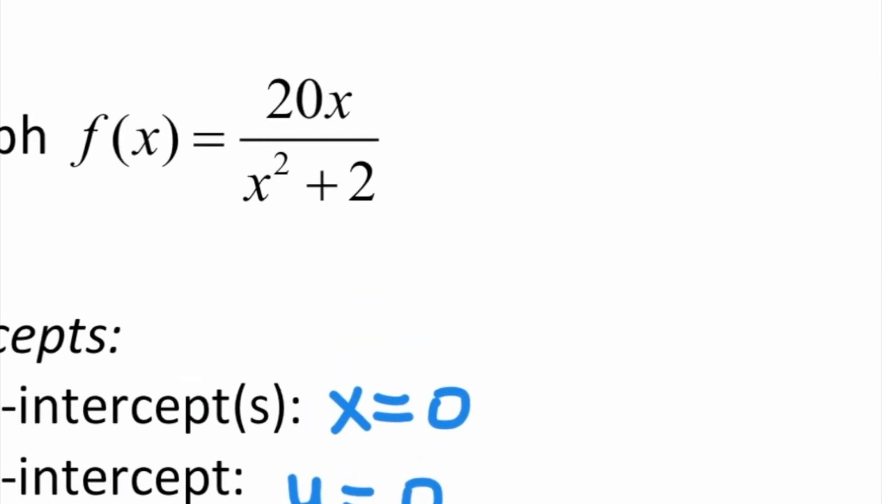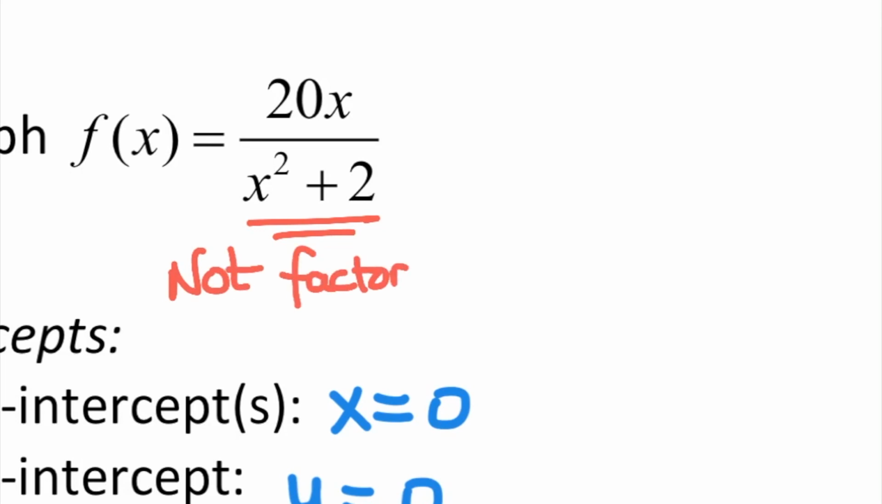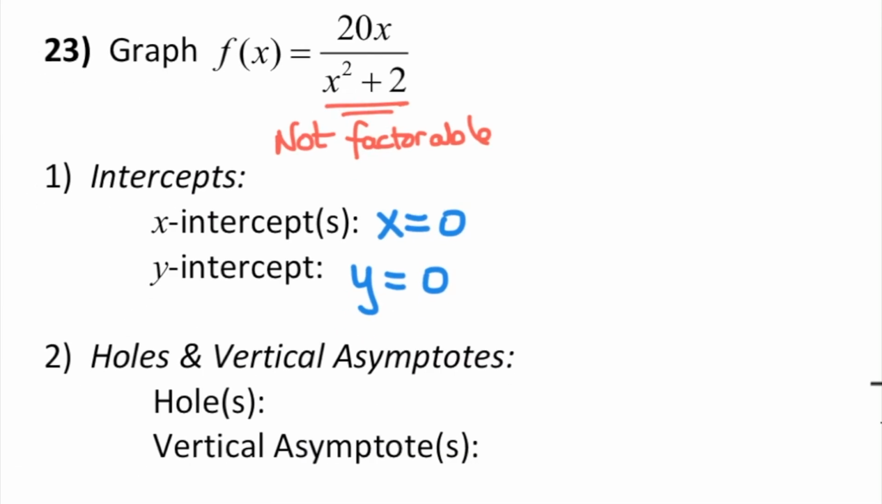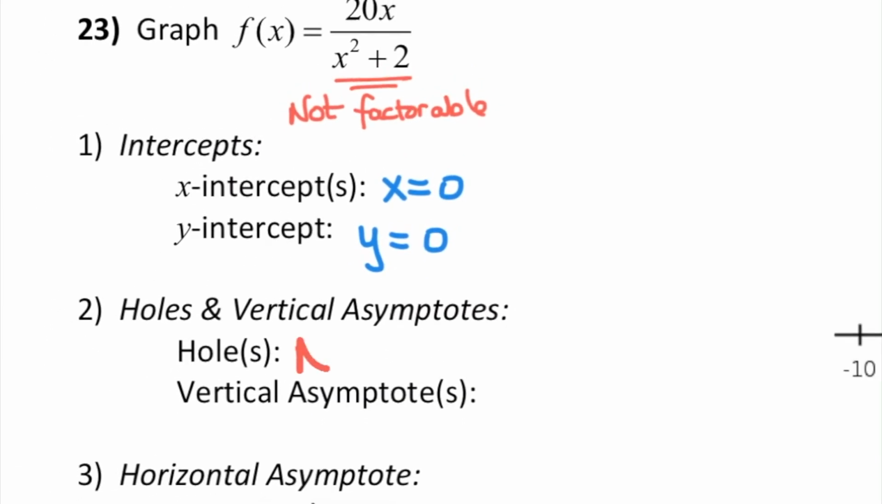Now, the bottom is not factorable. And so there's no holes and there's no vertical asymptotes because nothing can be substituted into x squared that would make the denominator 0 because you're adding 2 to x squared. And even if you substitute in a negative number, it'll become positive when you square it. So there's nothing that will make the denominator 0.